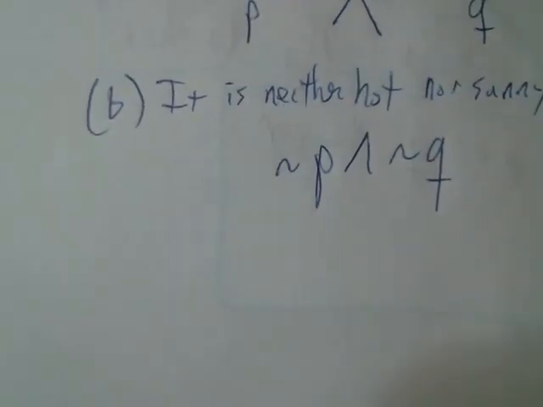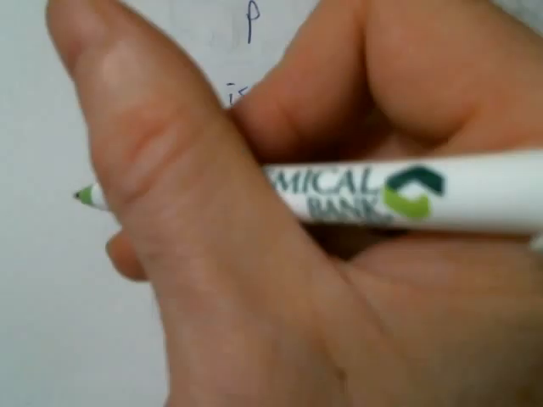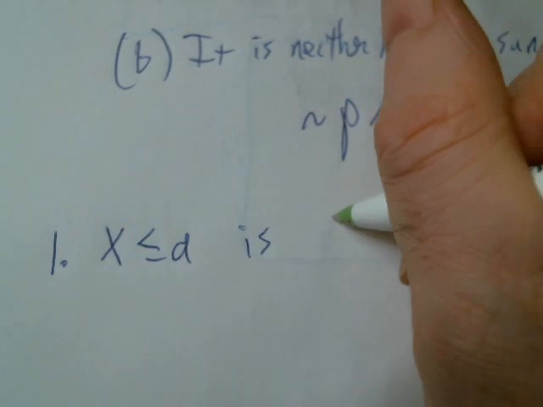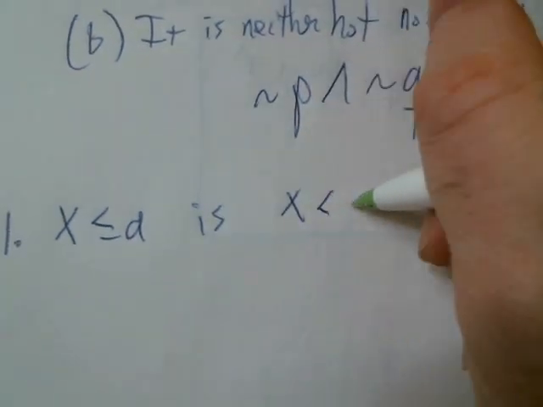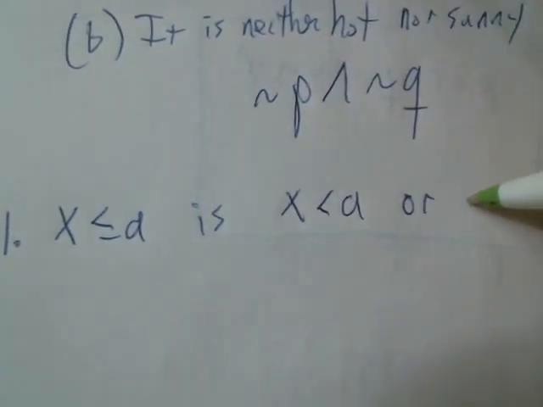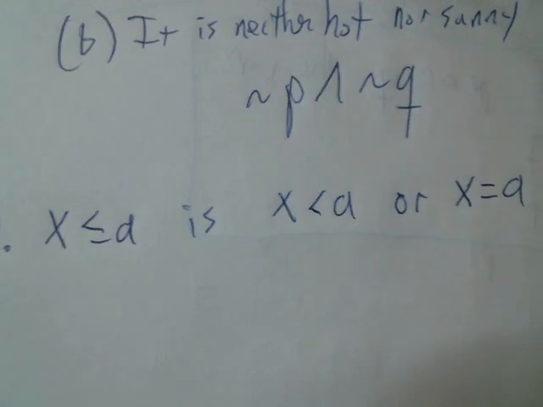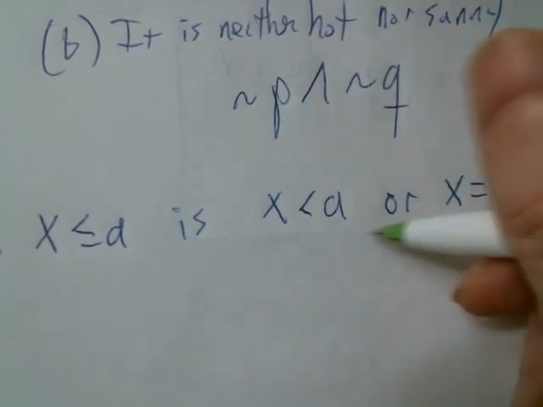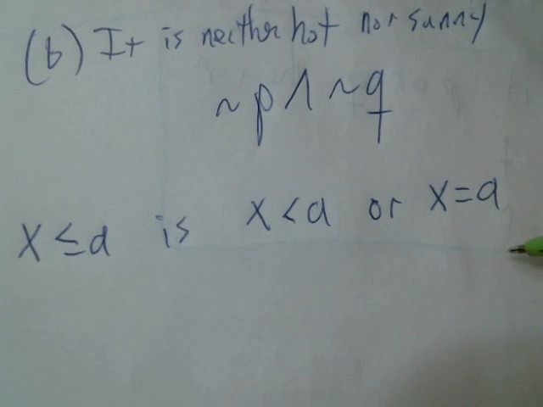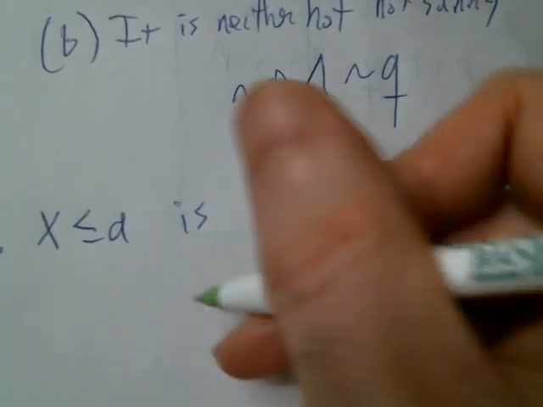One thing that they like to play around with are inequalities. So first note that x less than or equal to a is the same as x less than a, or x is equal to a. So it's really two statements. It's a compound statement.